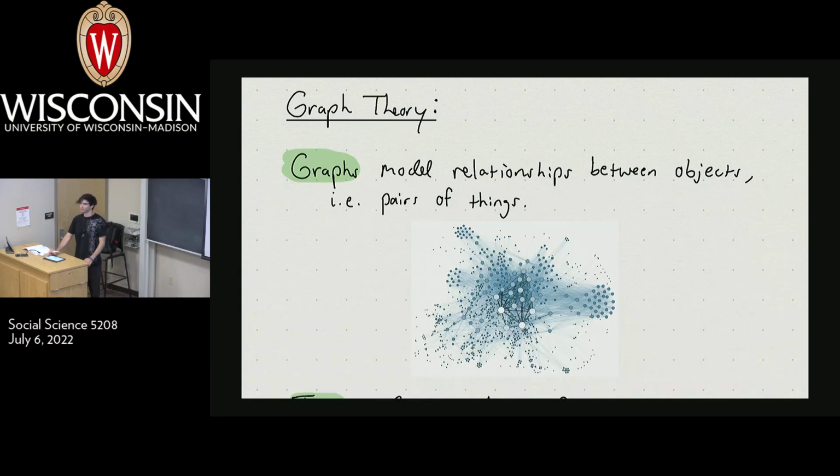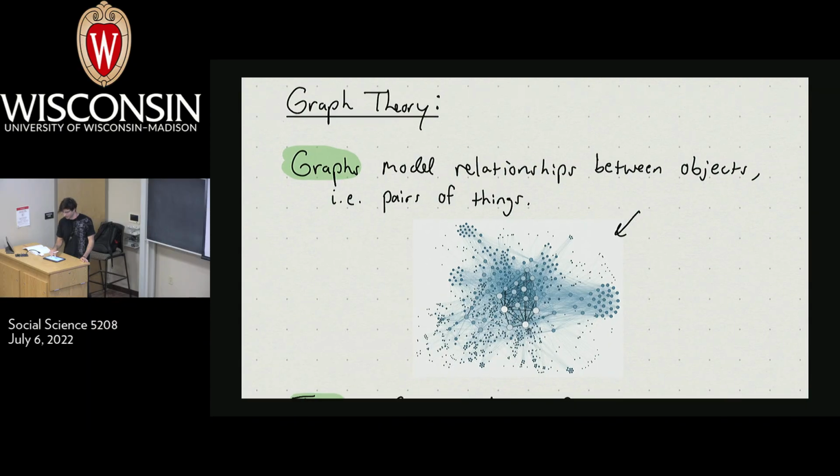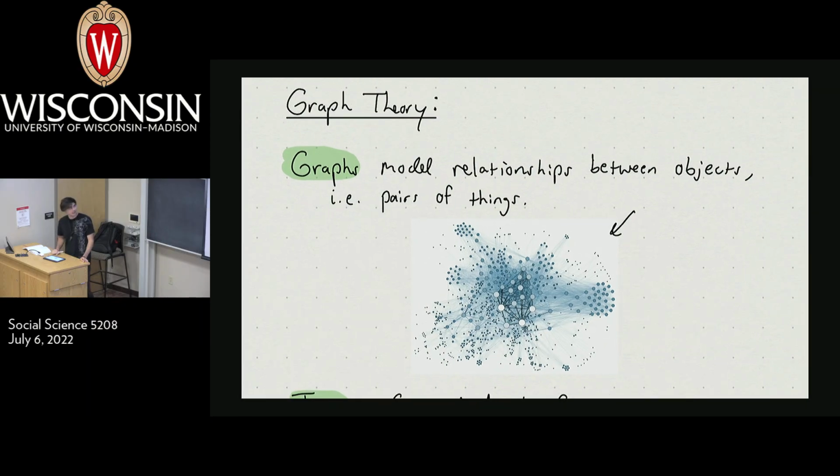Graph theory. What's a graph? This is a graph. Now you're all experts in graph theory. So graphs typically are represented as these diagrams of circles with edges between them. Ultimately, what a graph is doing is it's modeling a binary relation.